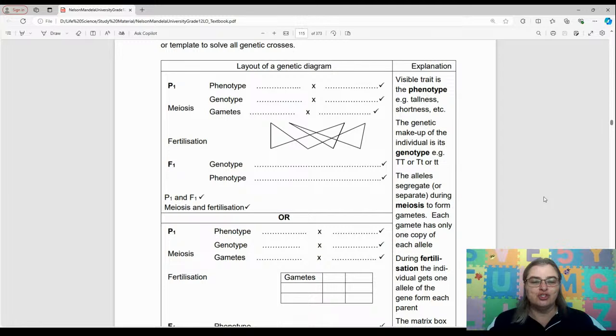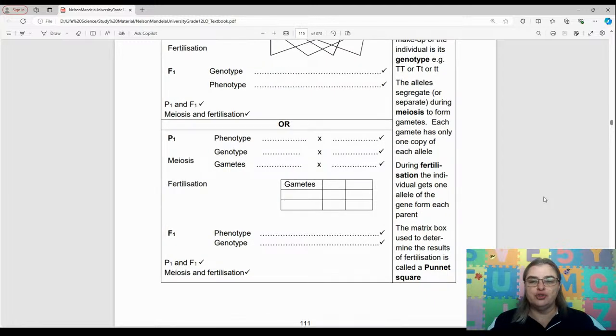Okay, so we also have another option where we can do it in this way. Similar, you have P1, the phenotype, genotype, meiosis, what the gametes offer, and then we have fertilization, where we have our square, okay, our Punnett square. And it's actually quite easy to use once you see it, and we do a couple of examples.